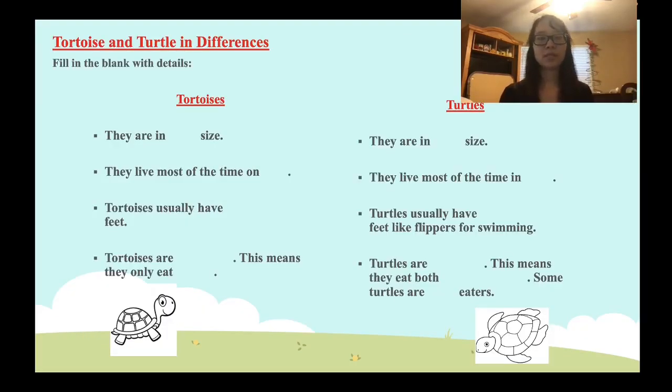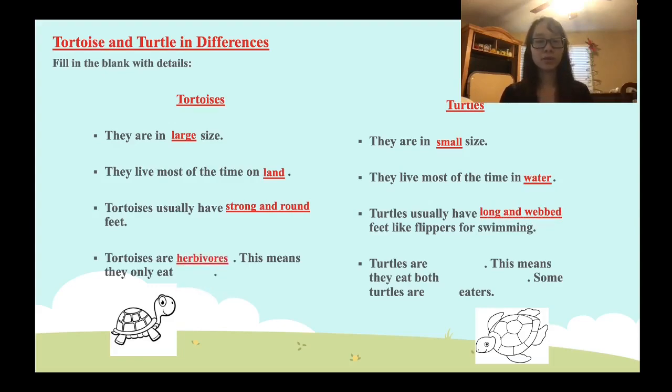And for differences, tortoises are large in size, turtles are small in size. Tortoises spend more time on land. Turtles spend more time in water. Tortoises usually have strong and round feet, but turtles usually have long and webbed feet like flippers for swimming. Tortoises are herbivores. This means they only eat plants. Turtles are omnivores. This means they can eat both meat and plants. Some turtles are flesh eaters.